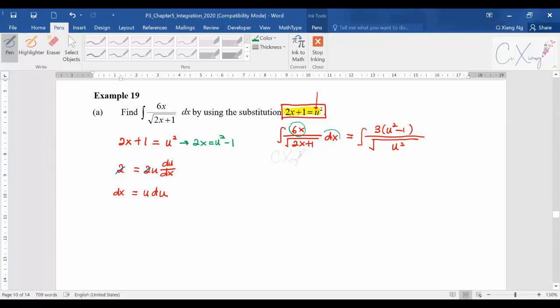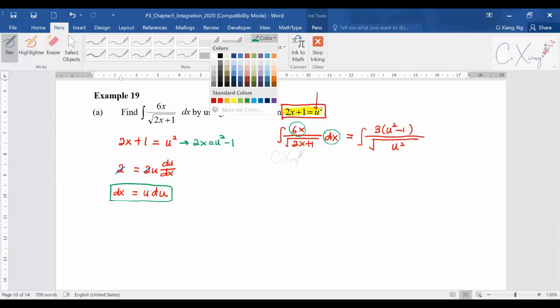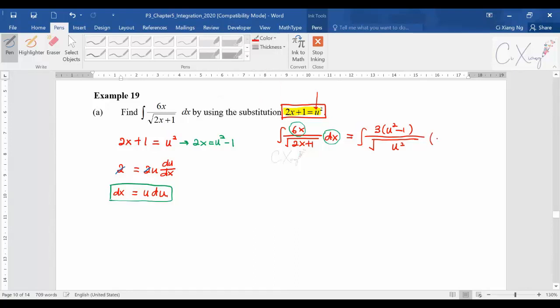Okay? And after that, don't forget the dx. So how can I change the dx become something related to u? So you can refer here. According to the differentiation that you did just now, dx is equals to u du. Therefore, at the dx part, I will do it as u du. Okay? Then after you get all these things ready, then you can start simplifying the expression slowly. So 3 is a constant, I prefer to take it out. I will have u squared minus 1 divided by u, and then u du.